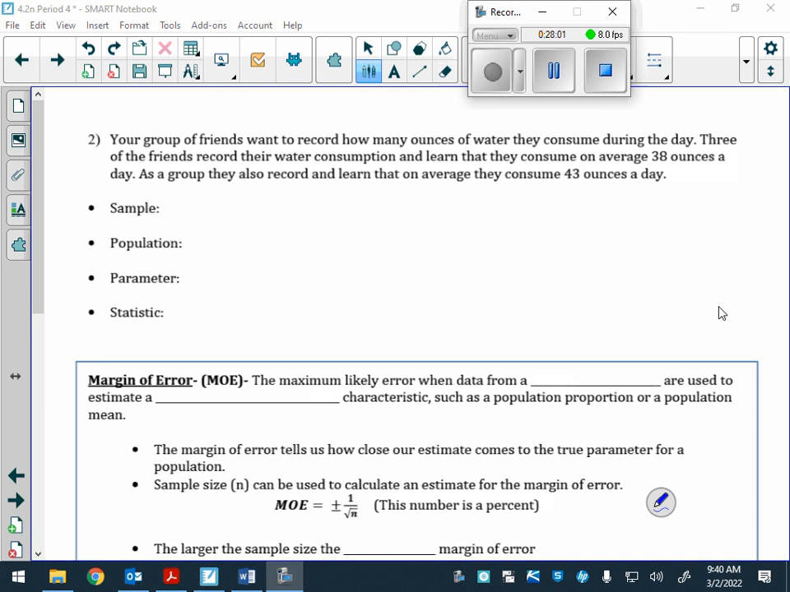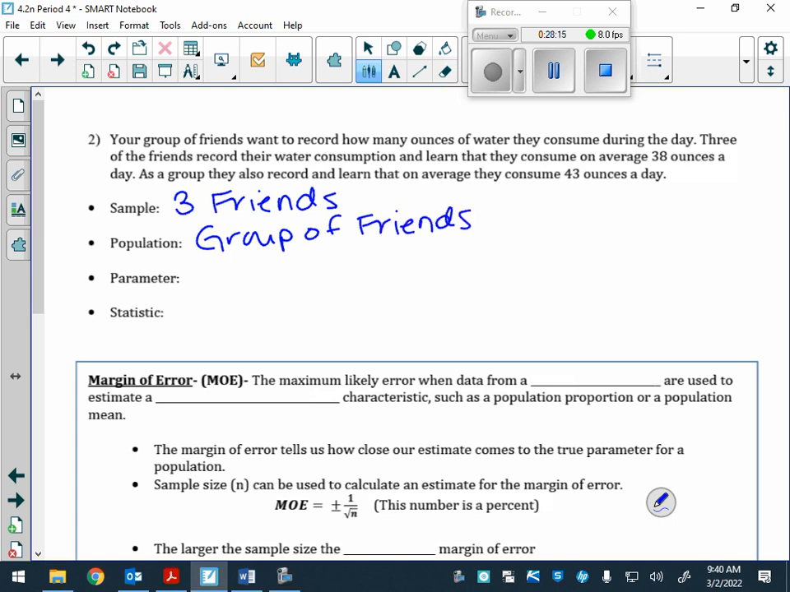Kaden. Friends, good. Good. What's the population? Yep. Excellent. Okay. Parameter. Go ahead, Tommy. Is that the parameter or the statistic? Statistic. Good. So, average consumption, water.